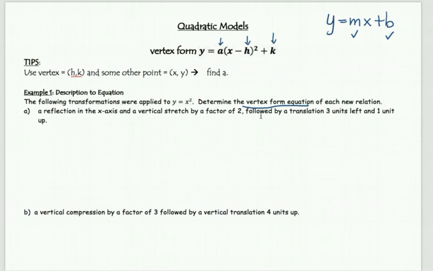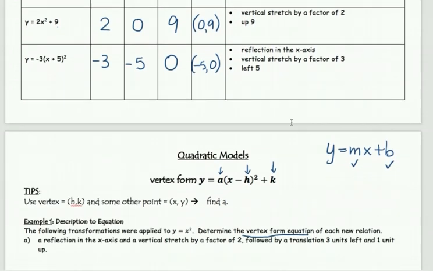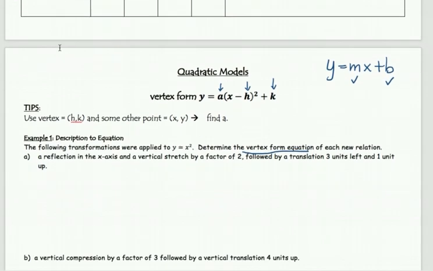All right, so I want you to build this equation here. Here are the clues. There has been a reflection in the x-axis, a vertical stretch by a factor of 2, followed by a translation 3 units to the left and 1 unit up. Okay, so it's telling you what happened to the graph. It's like me giving you that description. Can you go backwards and build the equation?